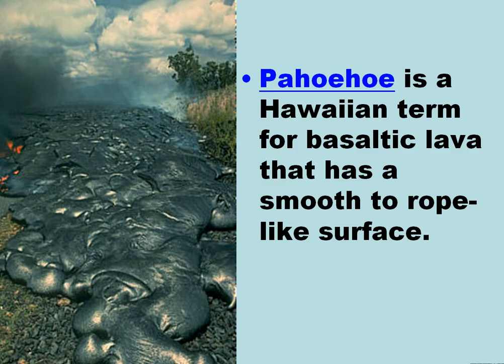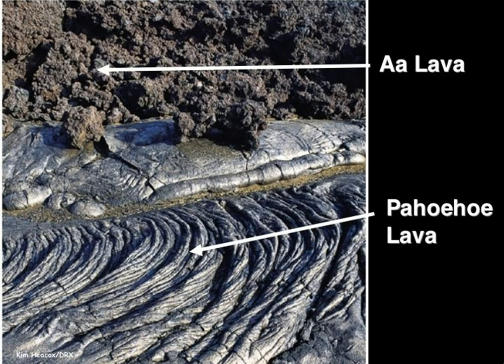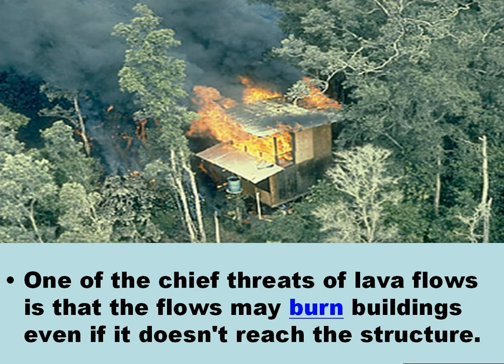Now, the opposite of aa is pahoehoe. Again, it's another Hawaiian term, and when we look at this lava, it's going to be more ropey. It's going to flow faster. It's going to flow easier. And a lot of times, lava will start out as pahoehoe, but towards the end of the lava flow, it's more of your aa as it starts to cool off. So here we can see aa and pahoehoe together.